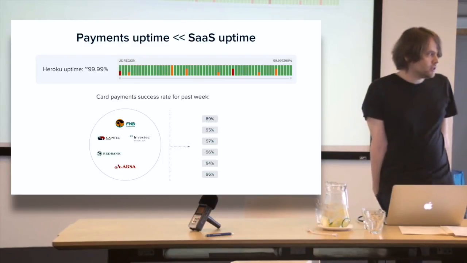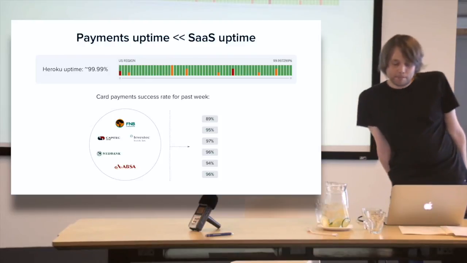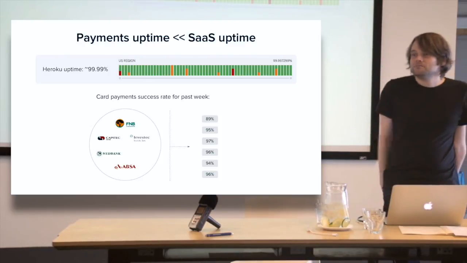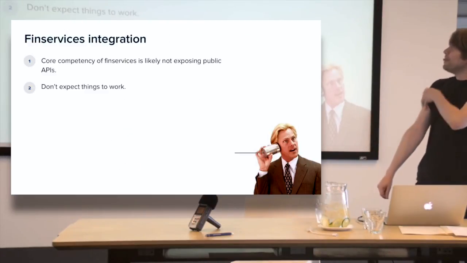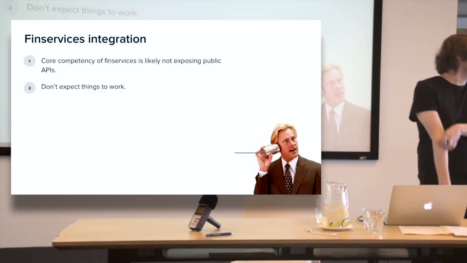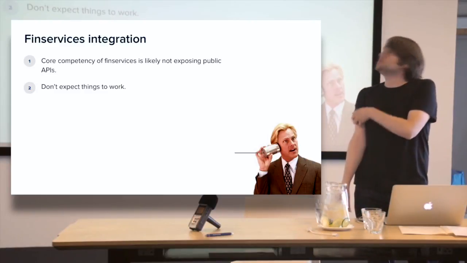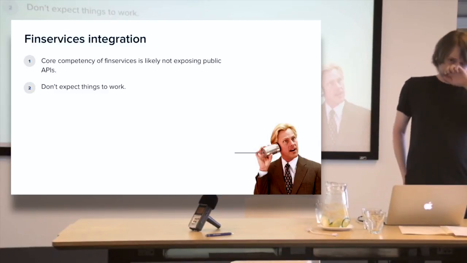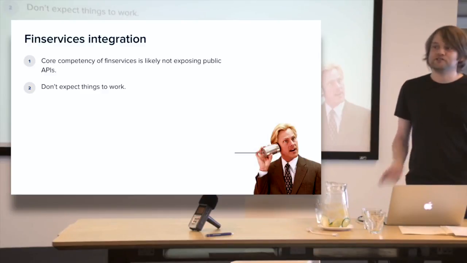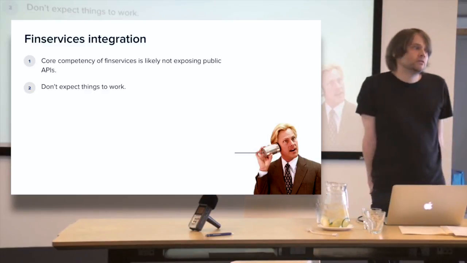This was quite a shock to us. We were like, well, this can't be right, it's our PSP that's broken. As I said, we did go through 5 PSPs, we tried charting, all that kind of thing, but it turns out this is just how things are. I think at the end of the day, the reason why these things are so broken, not just in payments, but in Finservices in general, is roughly 2 reasons. One of them is that the core competency of these guys is just not exposing public APIs. The other one is that they just don't have enough scale, enough people integrating with them. Things just don't work in general.